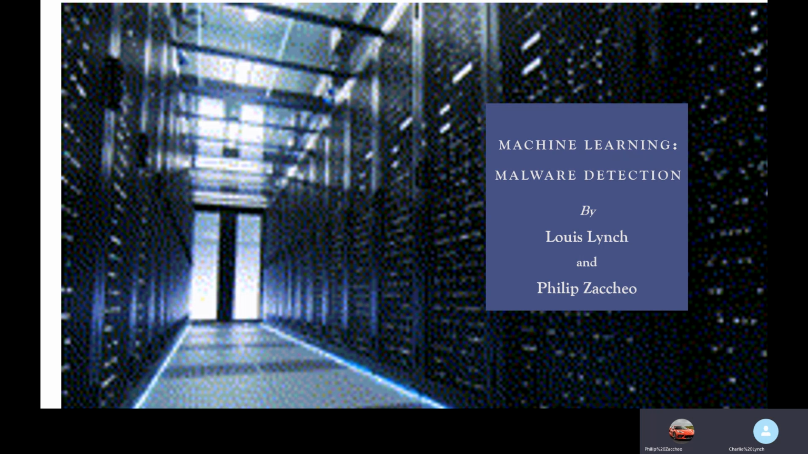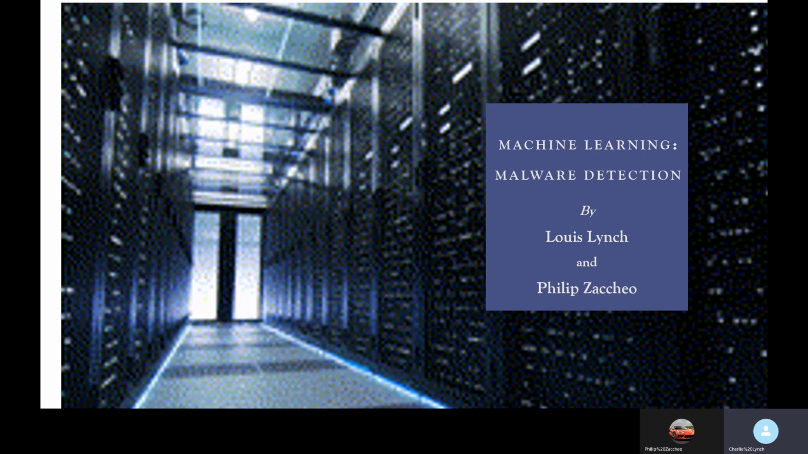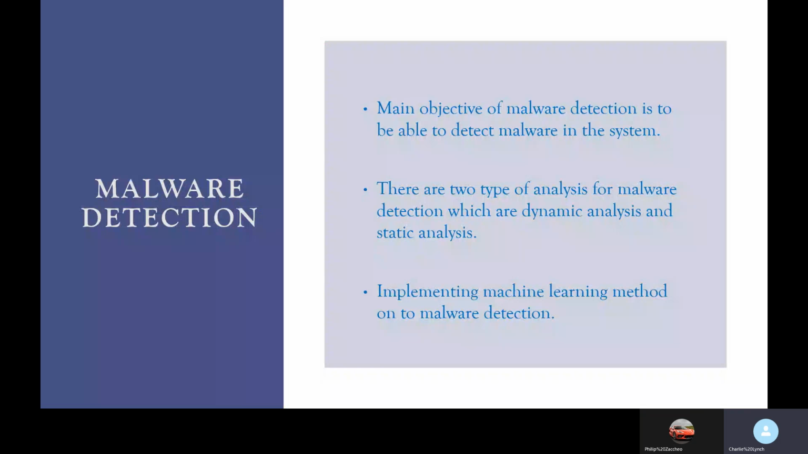Okay, hello, I'm Lewis, and I'll be presenting the first portion of our presentation. Looking at the first slide, I'm going to briefly go over malware detection in general. The overall purpose behind malware detection is having the capability of successfully detecting malware on a given system. Dynamic analysis and static analysis are the two types of analysis pertaining to malware detection. Machine learning methods are also implemented for malware detection, as these techniques have proved to be effective against malware, but they have also resulted in high false positive rates.